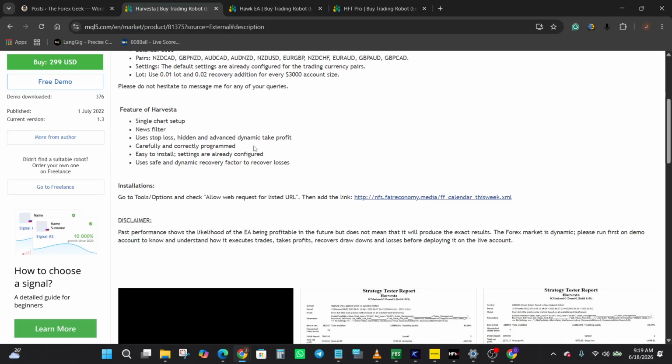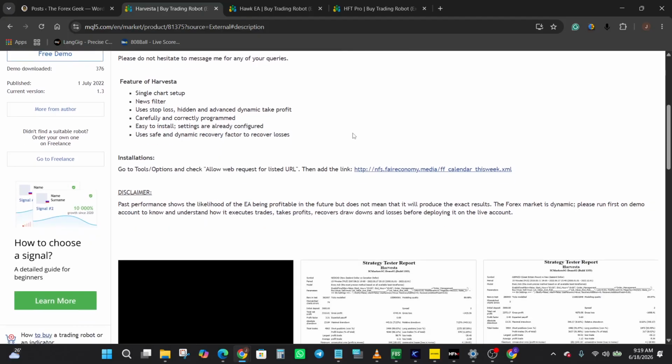The EA also includes a recovery factor, which the developer describes as dynamic and safe, aimed at recovering from drawdowns in a controlled manner. Additionally, the installation is described as straightforward with most settings already pre-configured for the recommended trading pairs. Before moving into testing, the developer also provides a setup instruction related to enabling web requests for the Forex Factory news calendar. This is used to support the news filtering functionality within the EA.